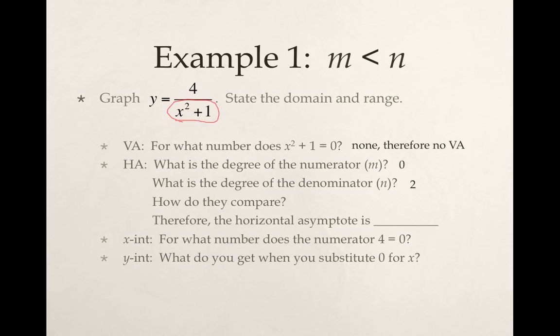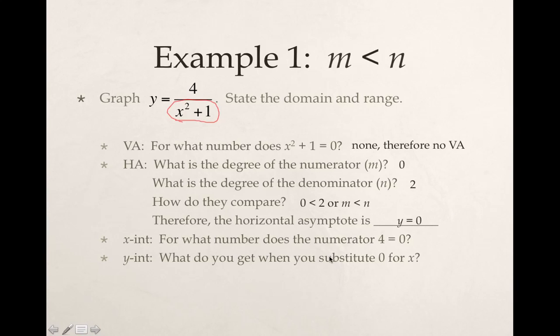So how do these two compare to each other? Well, since 0 is smaller than 2, that would be the case where m is smaller than n. And we said when that was the case, then automatically the horizontal asymptote is y equals 0. So our x-axis will be the horizontal asymptote in this graph.